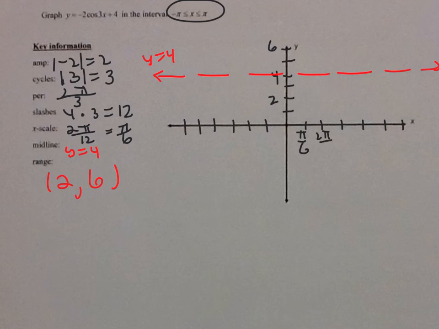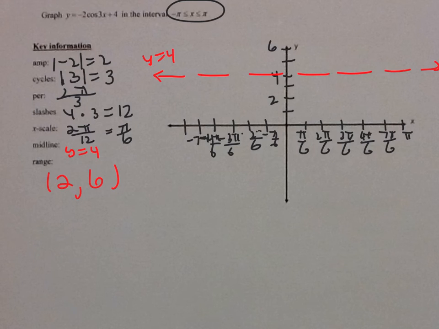2 pi over 6, 3 pi over 6, 4 pi over 6, 7 pi over 6, pi. And then on the left side, it's the same thing, but all negatives. So it's negative pi over 6, negative 2 pi over 6. So you guys make yours nice and neat. Mine's hard to do on here. Negative 3 pi over 6, negative 4 pi over 6, negative 7 pi over 6, negative pi.